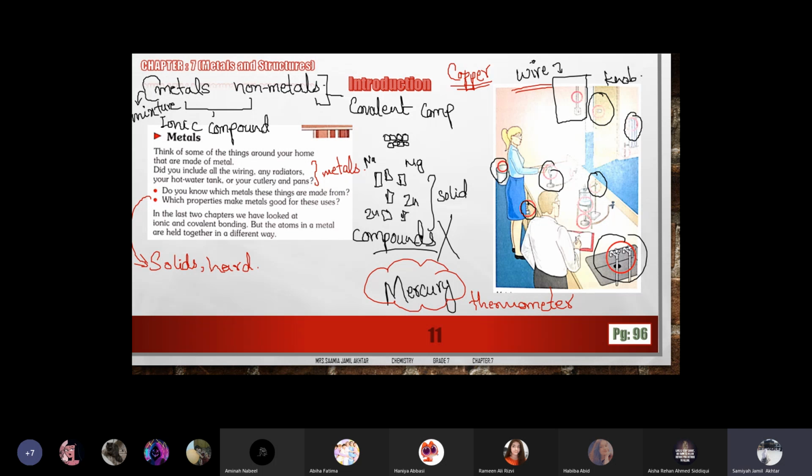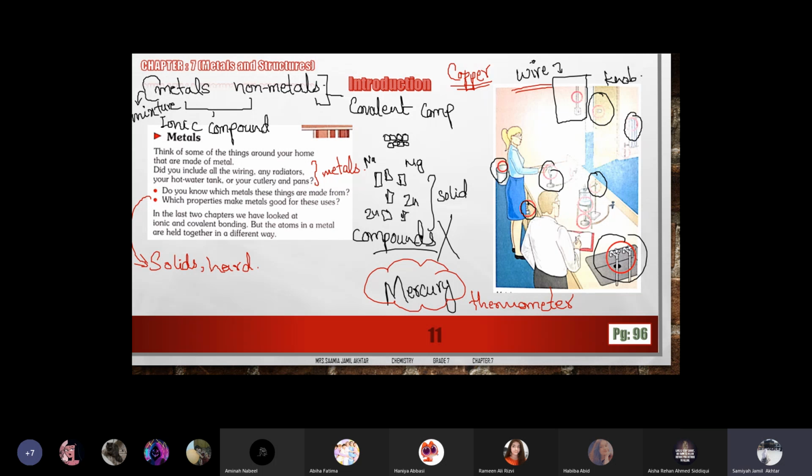But their other purpose is different. Like for the pans, the metal used in pans is for heating purpose. For the wiring, it's for electricity. And the car bodies or aeroplane bodies are made up of aluminium metal because they are light in weight. So because of different properties, metals are used in different things. But the common thing is that they are hard and solid.